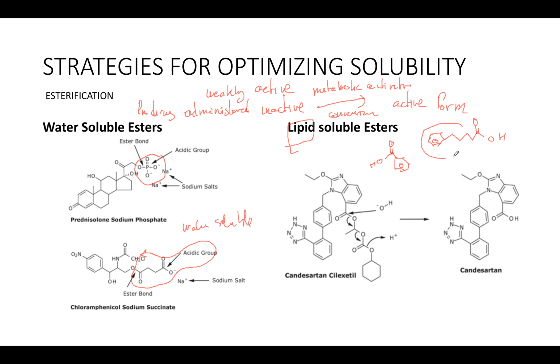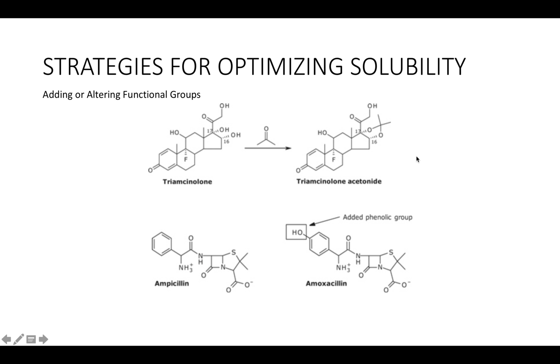The bulkier the substituent, the more lipid soluble it's going to be. And these will give you lipid soluble esters. Another strategy to alter solubility is to actually change the type of functional groups that you have. So you actually have to do some synthetic reactions to alter the functional groups.